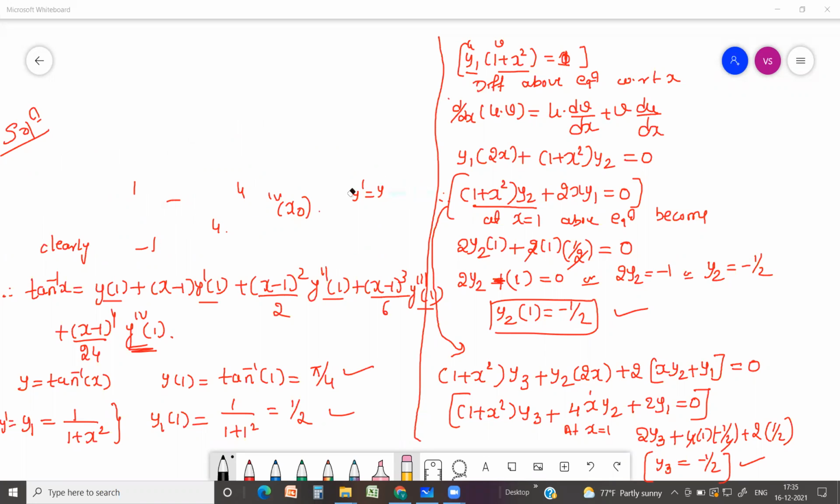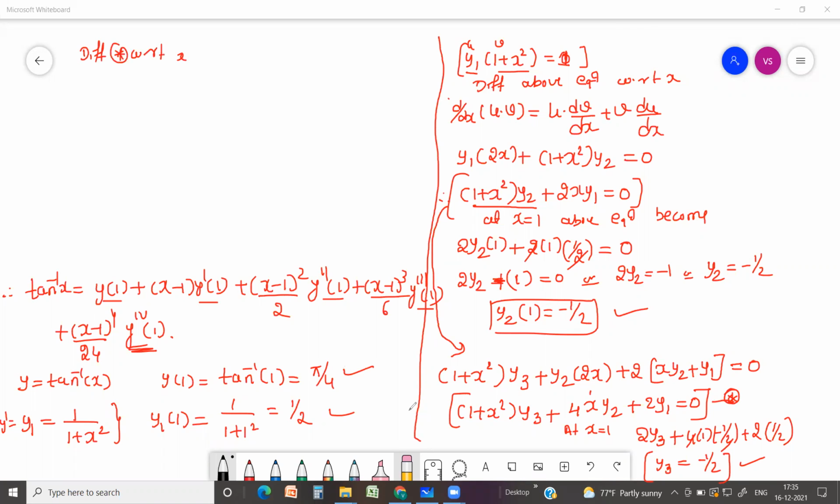We got y3 now. So y4 we have to find out. To find out y4, what is the key equation I have highlighted? We have to differentiate that key equation. So this is the key equation to find out y4. I'll differentiate that star equation with respect to x.